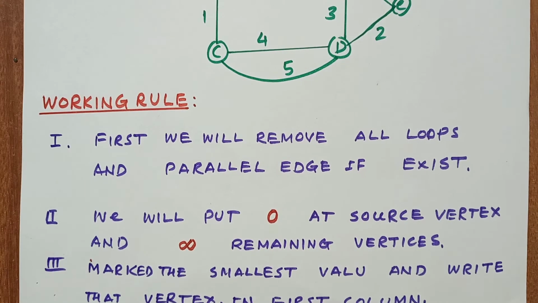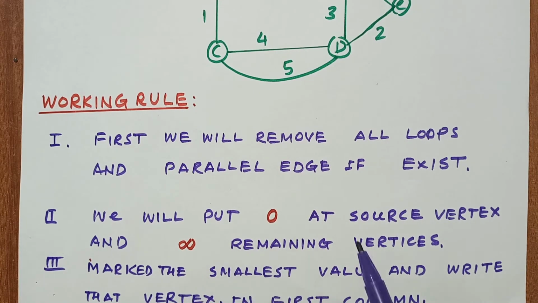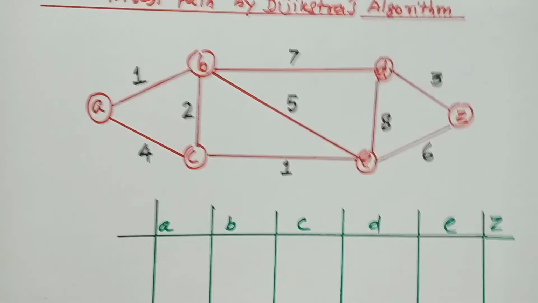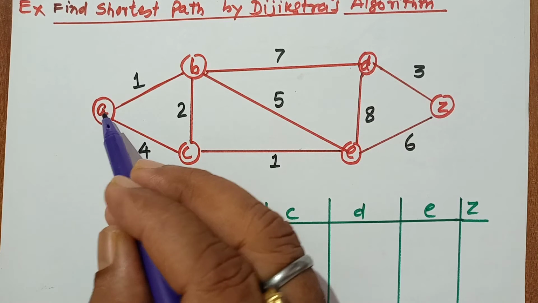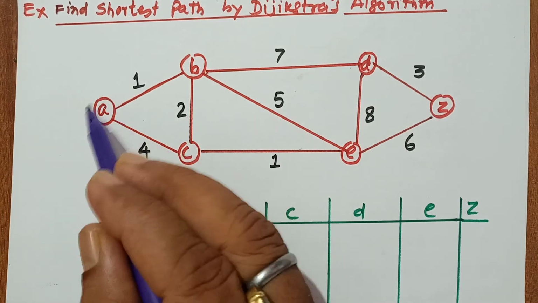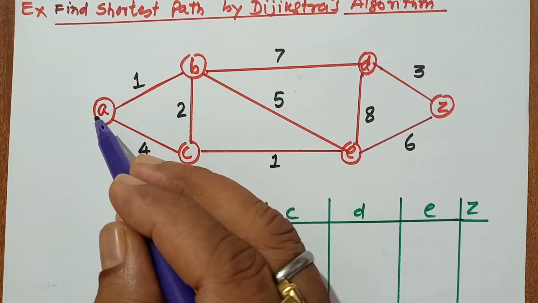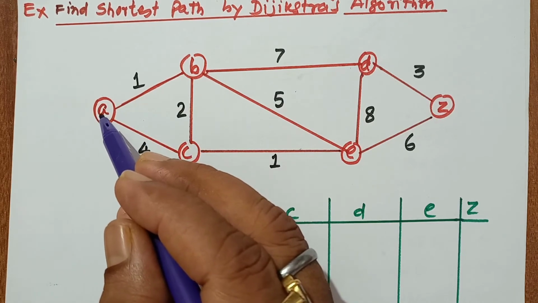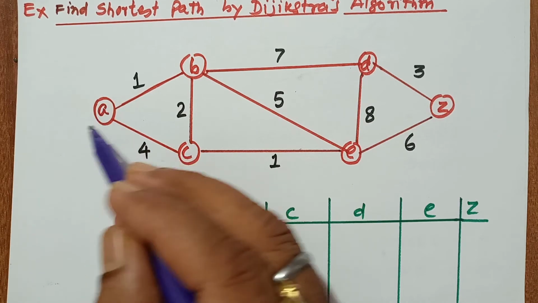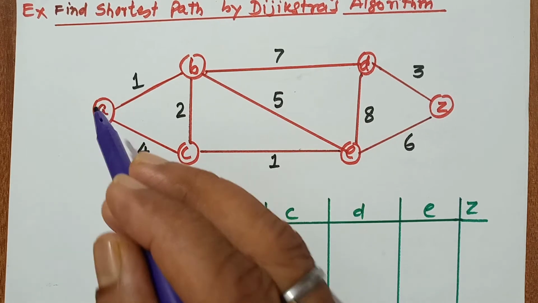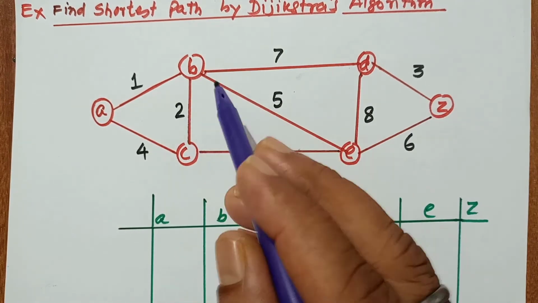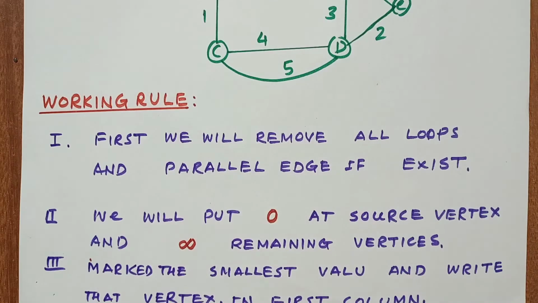Second step, we will put 0 at the source vertex and infinity at the remaining vertices. Okay, what is the source vertex? The initial vertex is called the source vertex. Here A is the source vertex, the initial or starting vertex. So first we put 0 at the source vertex and infinity at all remaining vertices. So this is the second step.